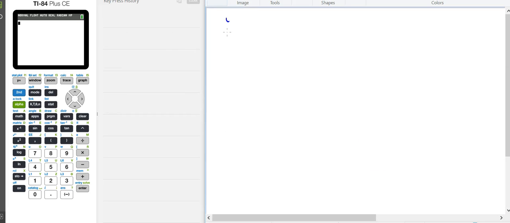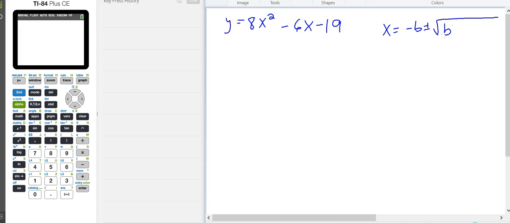Y is equal to 8x squared minus 6x minus 19. And we want to use the quadratic formula to solve this. The quadratic formula is, you don't need to memorize it, x is equal to negative b plus or minus the square root of b squared minus 4ac over 2a.